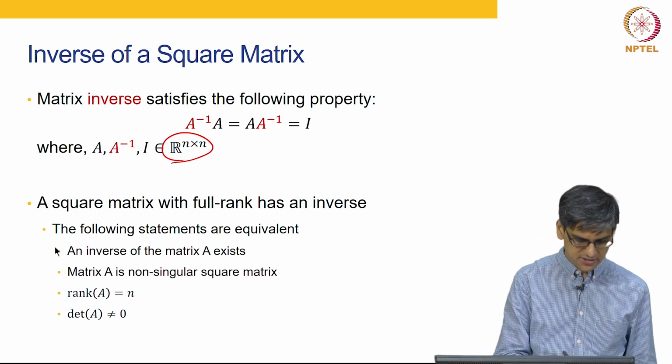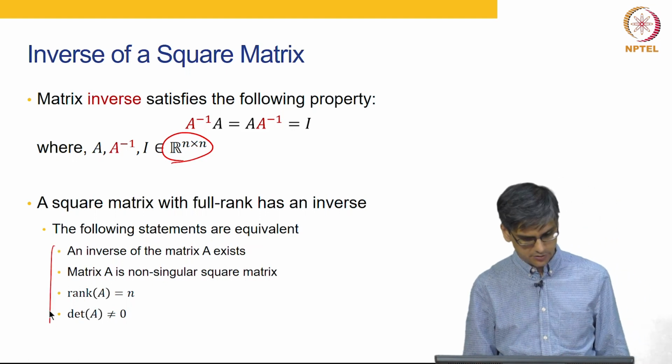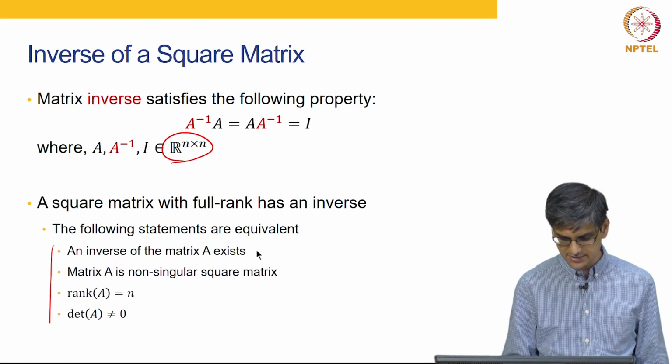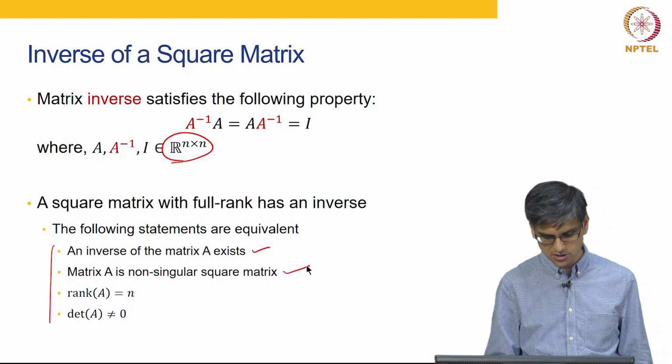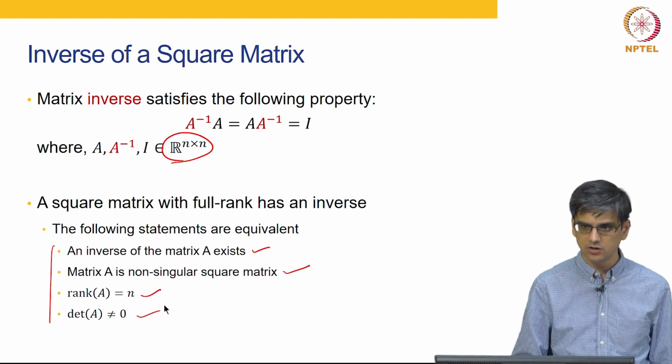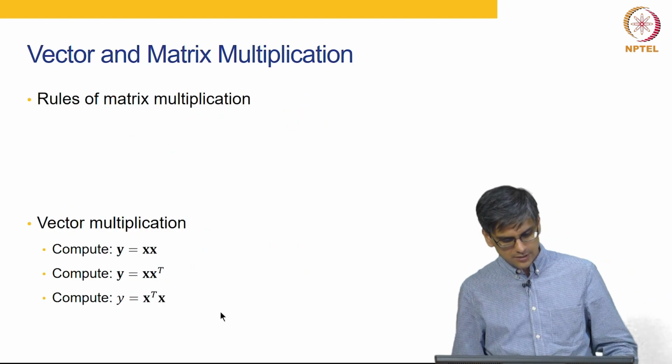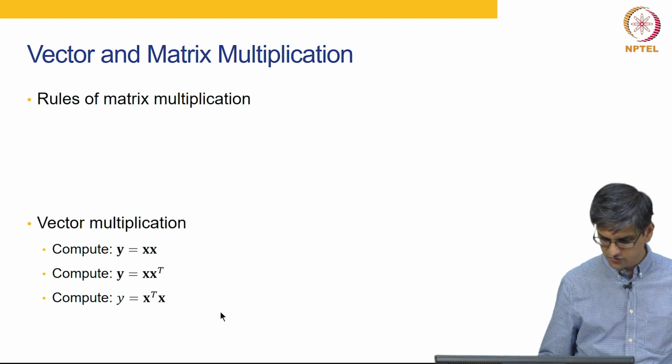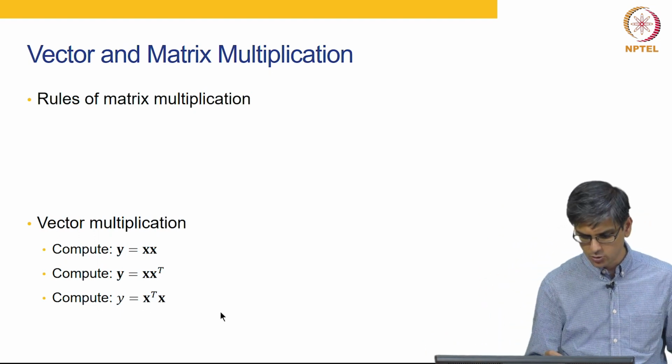And all of these statements are equivalent. Again, you know that the inverse of a matrix exists, the matrix is non-singular, the rank of A is n, the determinant of A is non-zero. So, let us talk about rules of matrix multiplication.